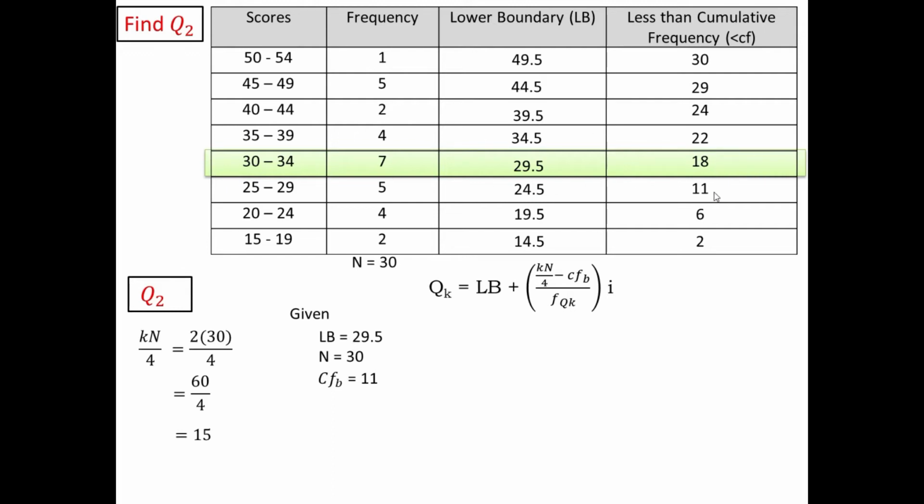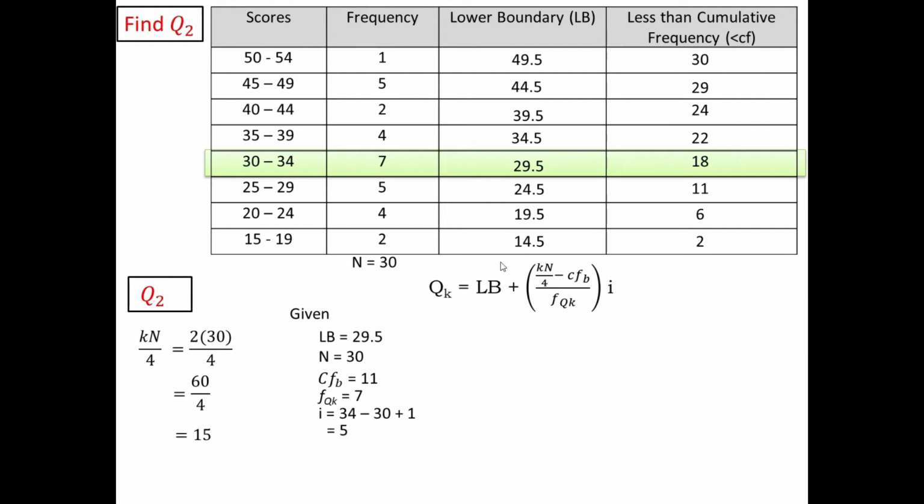So yung nasa ibaba niya na frequency ay 11. So yun yung value ni cumulative frequency before, 11. Si frequency naman of the quartile class, ito mismo siya. So that's 7. And then yung ating interval, pag minus mo si upper limit tsaka si lower limit plus 1: 34 minus 30 plus 1. So 34 minus 30 is 4 plus 1, that's equal to 5. So ang interval natin ay 5.